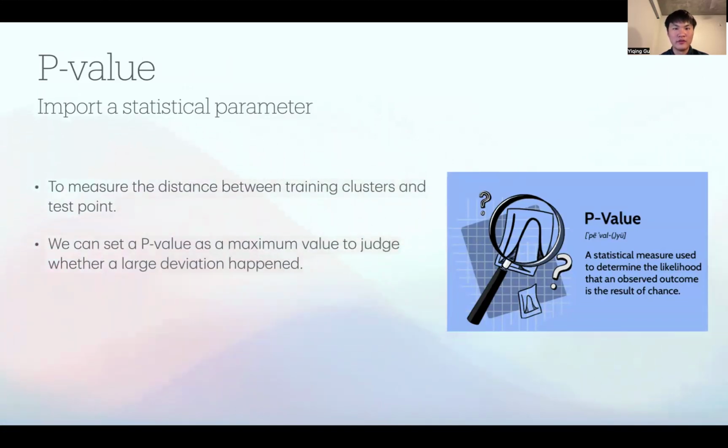What is a p-value? P-value is a statistical measure used to determine the likelihood that an observed outcome is the result of chance. Why we need p-value here? Mathematically, we need p-value to measure the distance between training clusters and test points. Besides, we can set a p-value as a maximum value to judge whether a large deviation happened.